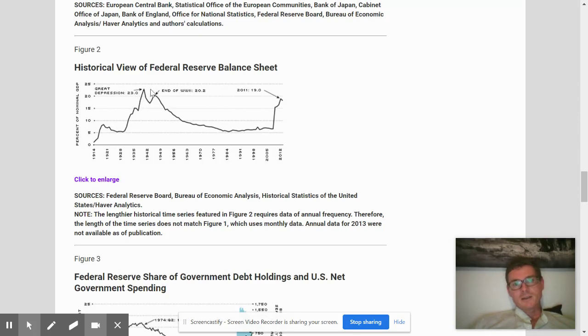So 23% of GDP is where the Great Depression happened. And yes, they did run the balance sheet up. And yes, this is the same thing as QE. And yes, they have done QE before, and it wasn't called QE. I don't know what they called it, but they were buying all kinds of securities and everything that whole time.